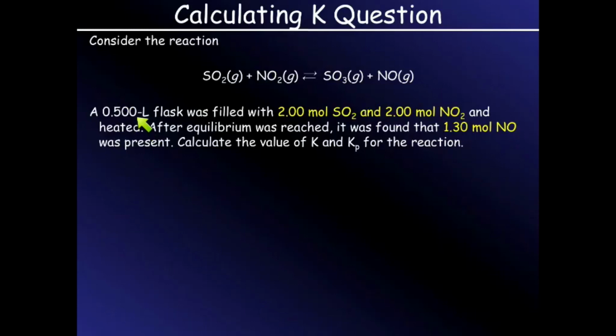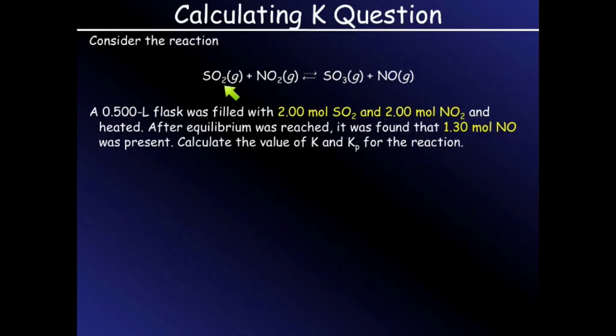So we have a 0.5 liter flask to which we've added moles of SO2 and moles of NO2. And after equilibrium is reached, we've created 1.30 moles of NO. Because we have started with just the reactants, no amount of product is present. The reaction proceeds to the right because we would have a Q value of 0.